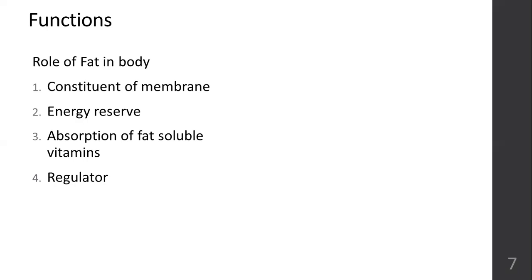Then regulator of body functions. To make hormones, fats are required, and hormones are the main regulators of your body. Specifically, omega-3 and omega-6 fatty acids are precursors of various hormones. Without these essential fatty acids, hormones cannot be produced. If hormones are not produced, n number of vital functions in your body will be affected.